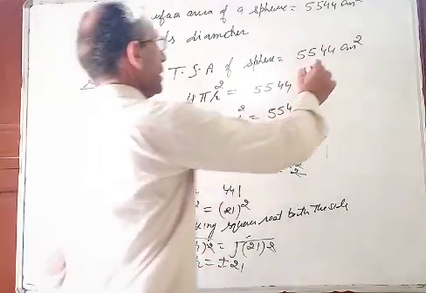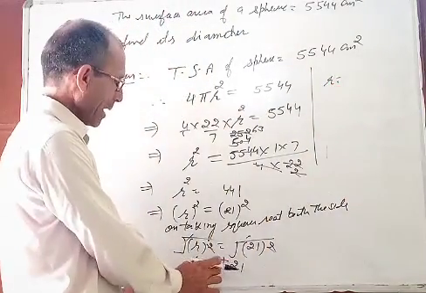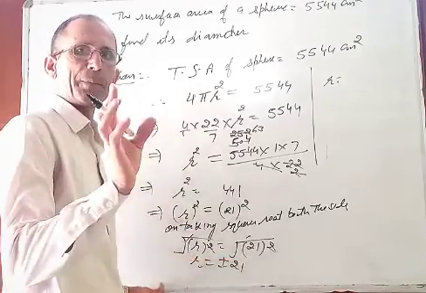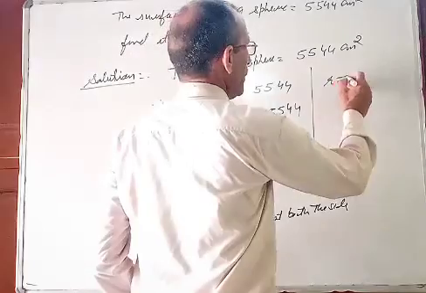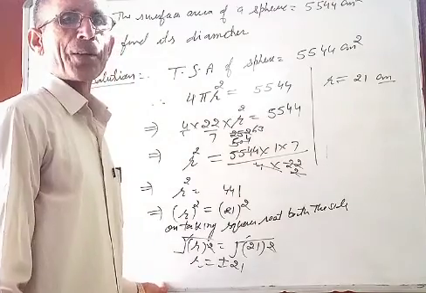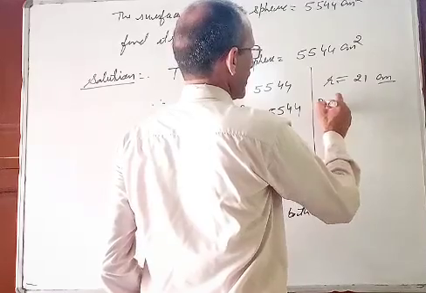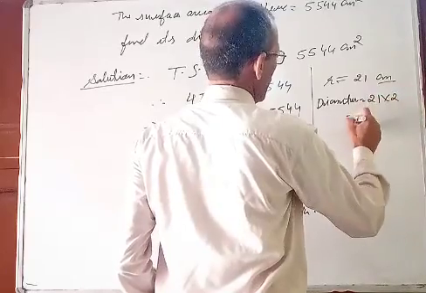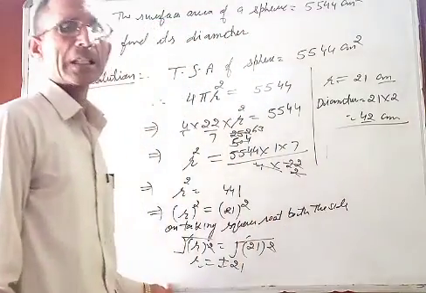First we write r is equal to plus minus 21. But since the radius can't be negative, I ignored the negative value. So the radius is equal to 21 centimeter. But this is the radius. What do we have to find? We have to find the diameter. Diameter is double the radius. Diameter will be 21 times 2, which is 42 centimeter. This is the diameter of the sphere.